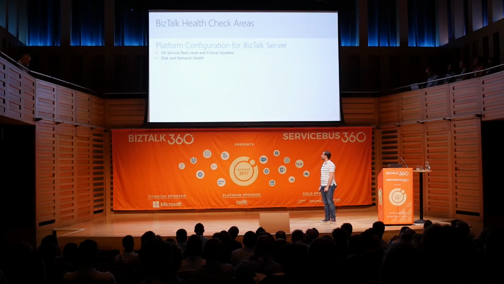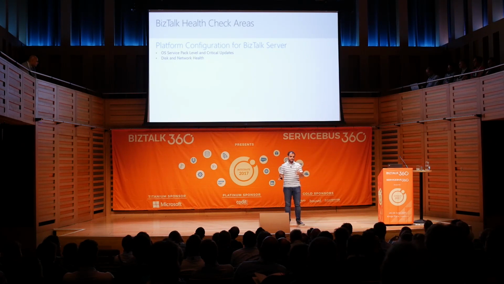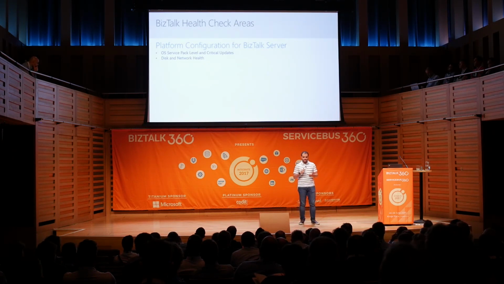For the check areas, I will run very fast through them. The first one is the platform configuration for BizTalk Server. At the end of the day, BizTalk Server is a couple of services and a very special database. This might not be fair, but at the end of the day, this is the reality. This application server is running on top of Windows, so I need to make sure that the current infrastructure is in a healthy state. I need to check the network health, the disk health, the latest service pack, things like that.